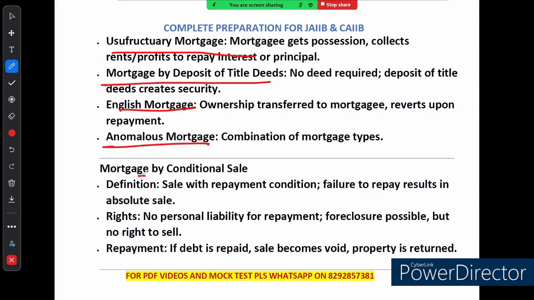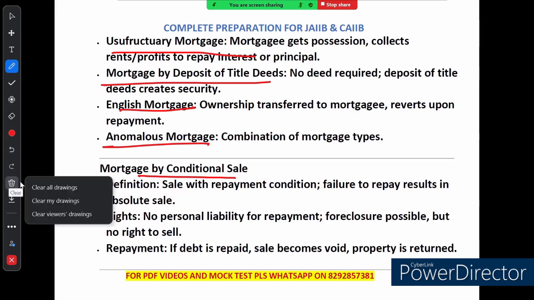Let's dive into mortgage by conditional sale. You sell your property with a promise to repay the loan. If you repay it, the sale is cancelled and you get your property back. If you don't repay it, the sale becomes final and you are not personally liable for the loan anymore. The bank can foreclose on the property but can't sell.